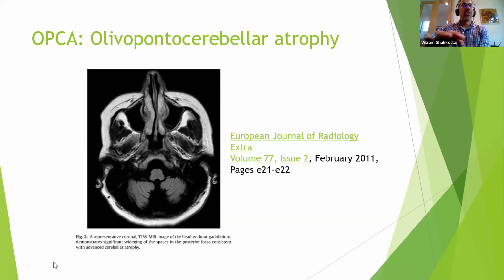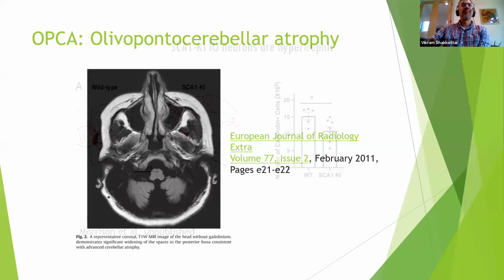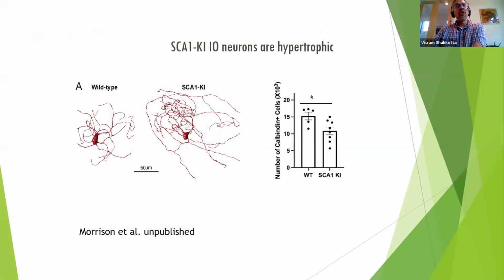So a number of other conditions can cause degeneration in the olive, even if they don't produce characteristic radiologic or pathologic changes in the olive, at least at autopsy in end-stage disease with olivary hypertrophy. So we undertook a research study in a mouse model of spinocerebellar ataxia type 1 with Logan Morrison, a graduate student in my laboratory, to try and identify vulnerability to degeneration in the olive in spinocerebellar ataxia type 1.